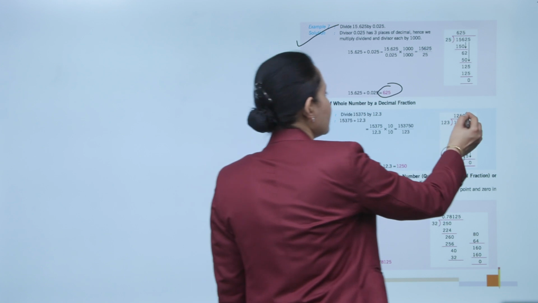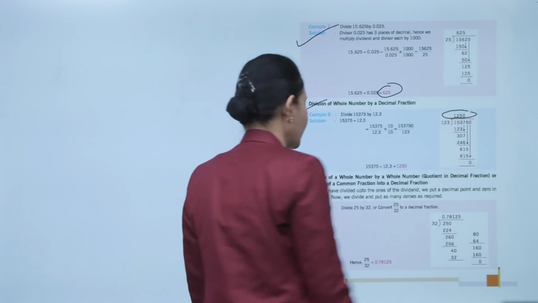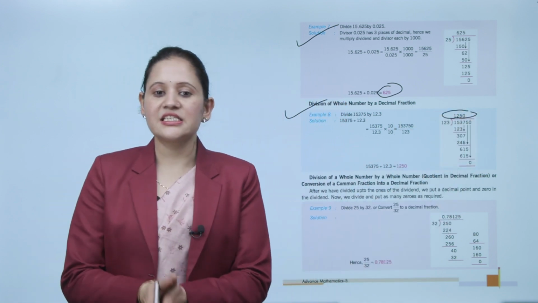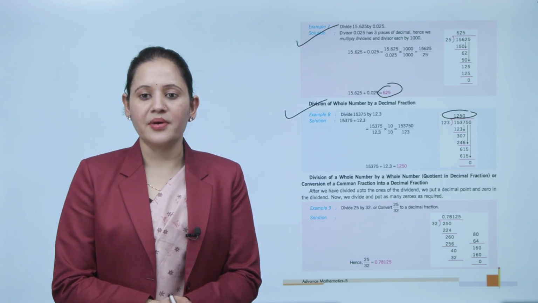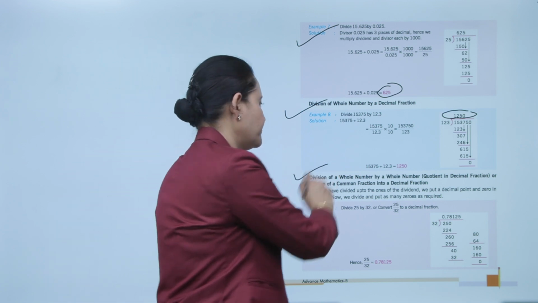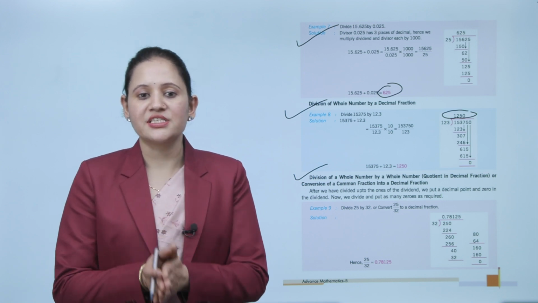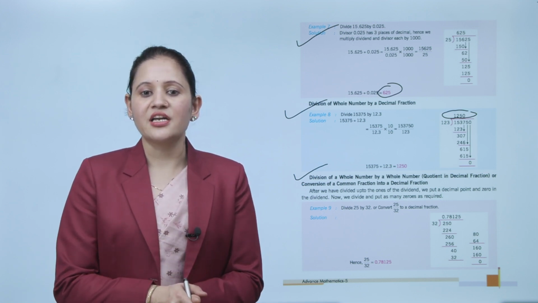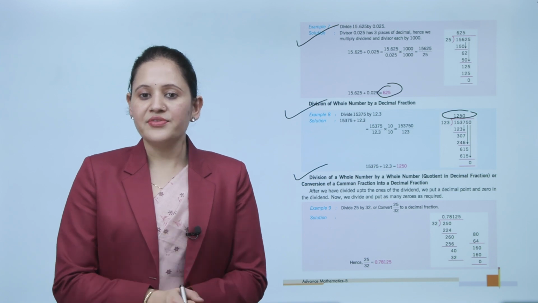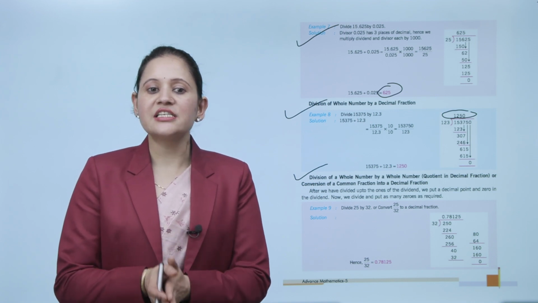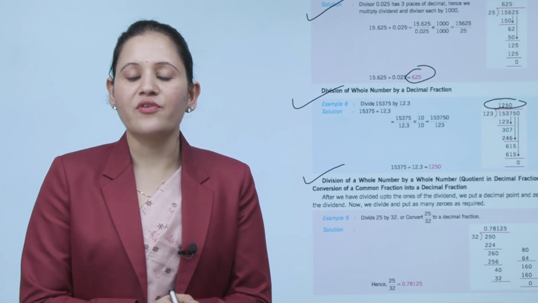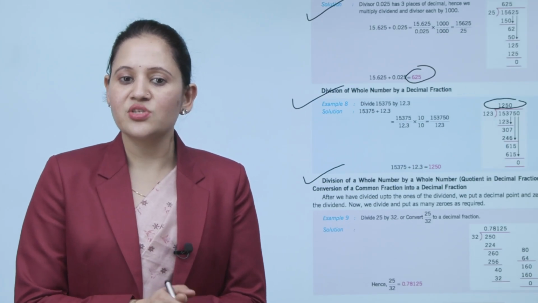So the quotient here is 1250. Clear? Next is division of a whole number by a whole number, or conversion of common fractions into decimal fractions. After we have divided up to ones of the dividend, we put the decimal point and zeros in the dividend. Now we divide and put as many zeros as required.